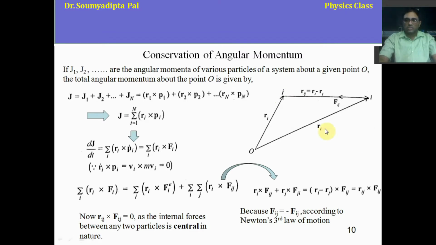If we consider this is the center, then Fij is along the center, towards the center. So the direction of Fij and Rij is the same. That's why Rij cross Fij, if we do, that will be 0. That's why it is called the central force. So the second part will be 0 when we do this summation. So dJ/dt is basically only this part.